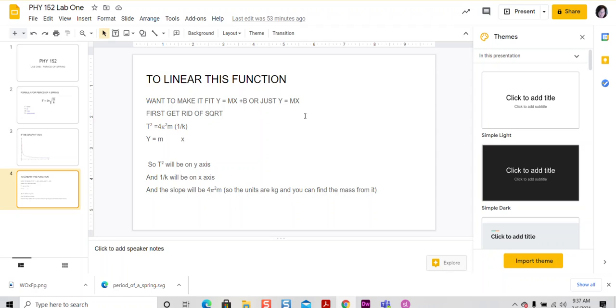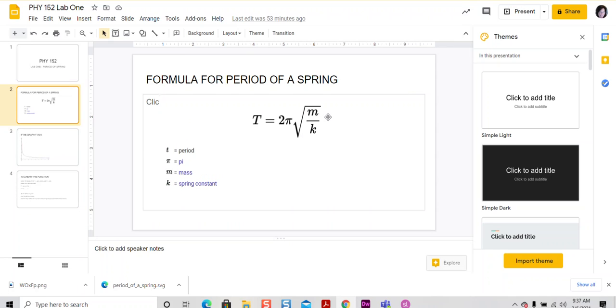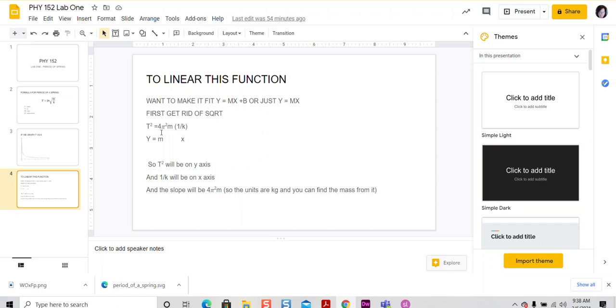So if I take that function and straighten it out, right now it's a square root function. To get rid of the square root, I need to square both sides. I would get T squared on the left side. I would get 2 squared and pi squared, and when I square the square root, that goes away. So all that's left is m over k. What I get is T squared equals 4 pi squared m all over k.